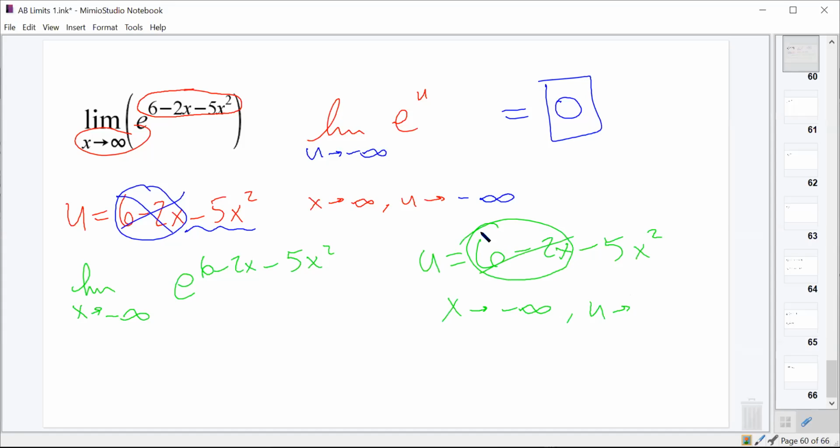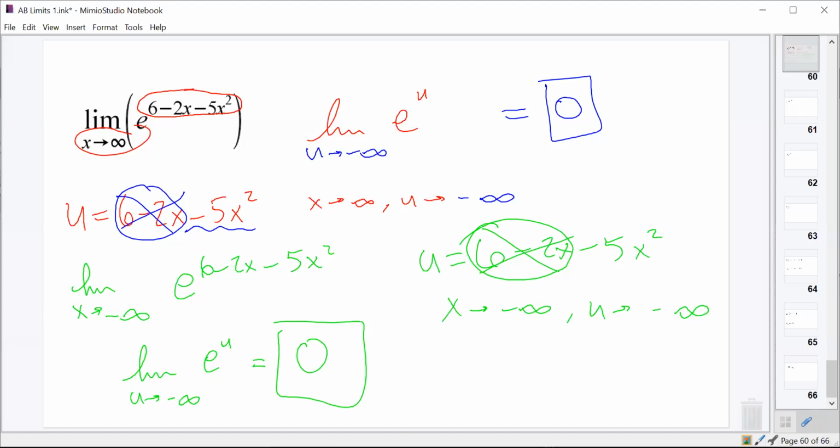Again, these are dominated, right? So we're just left with negative 5x squared. And so if we square the negative infinity, that's a positive infinity, but we still have to multiply it by that negative to make it a negative infinity again. Everybody see that? And what should that come out to be? Zero. Yep.